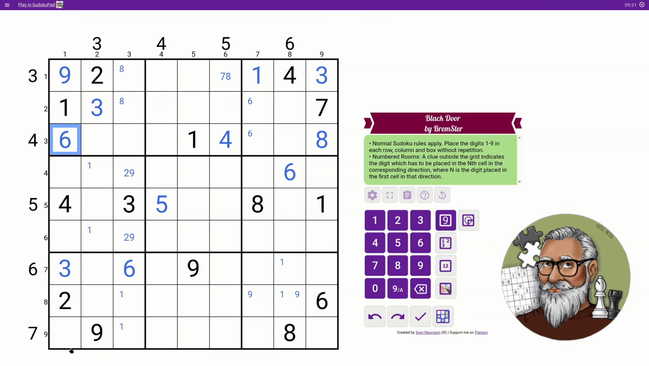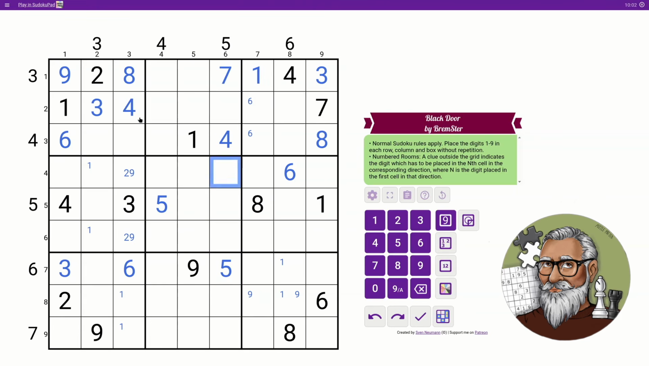What else? Anything else worth pencil marking here? Yeah, well, more than pencil marking. Where's 4? Where is 4? Well, row 1 and 3 already have 4s, so 4 has to be in row 2, column 3. Now we know where the 8 is. That helps, which means that this becomes a 7. If that's a 7, I know that 5 is there.